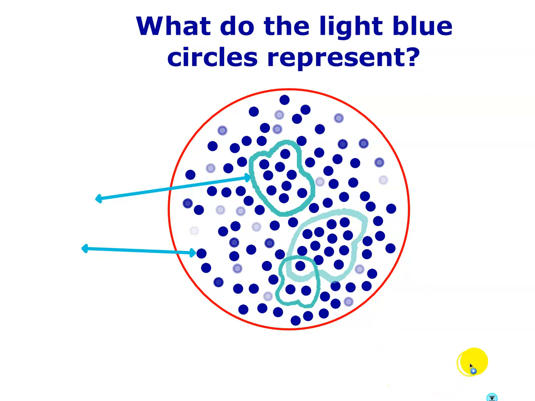So the light blue circles, think of that as use it or lose it. If you don't keep recalling information from your long-term memory, it's still there, but it gets harder to retrieve it, which means it gets harder to bring it into your working memory.